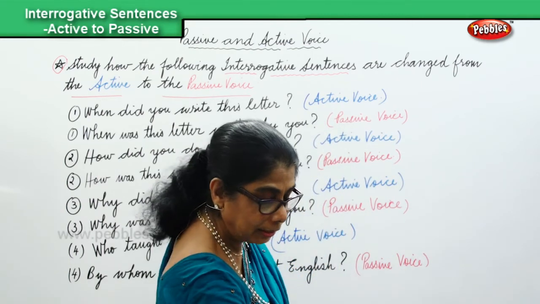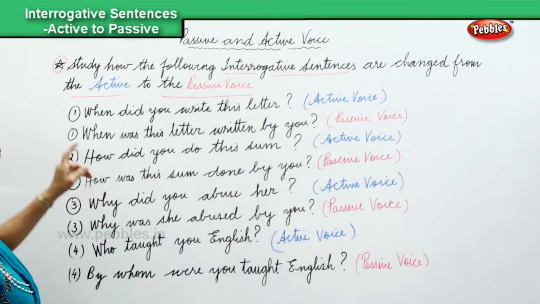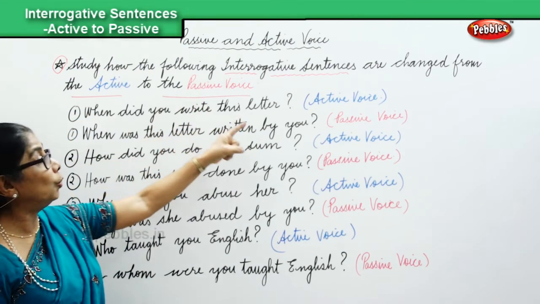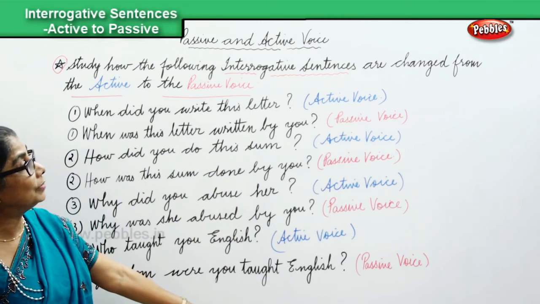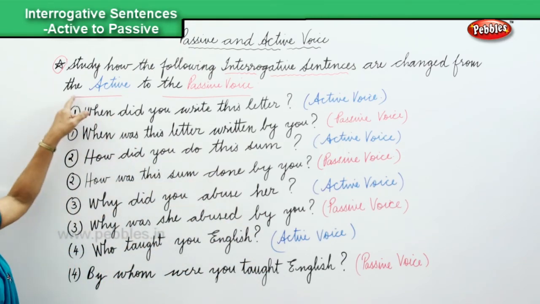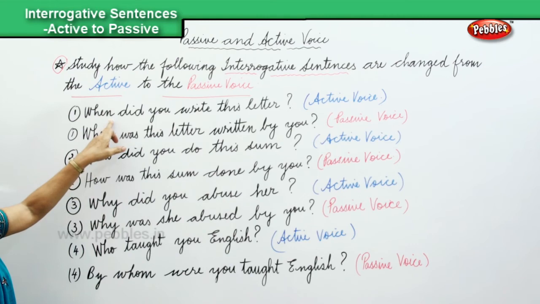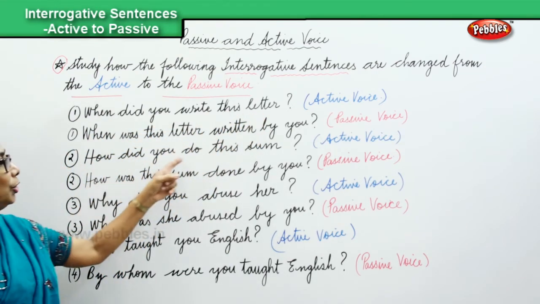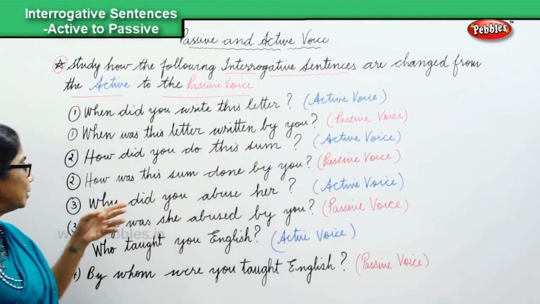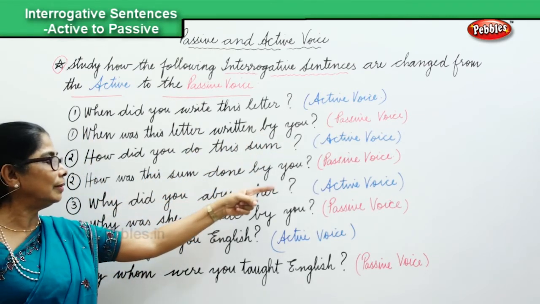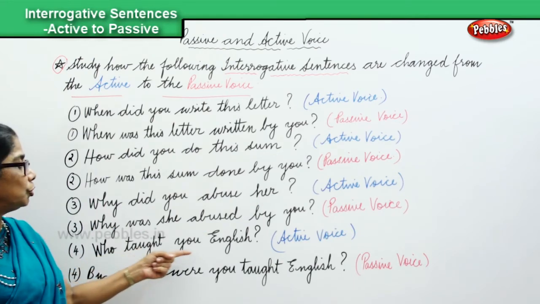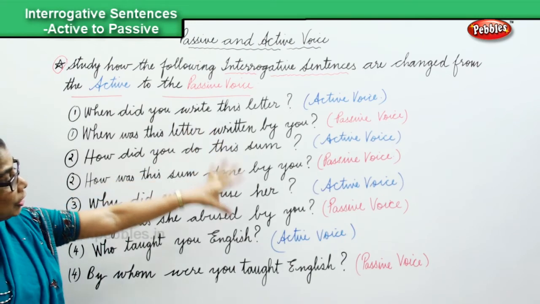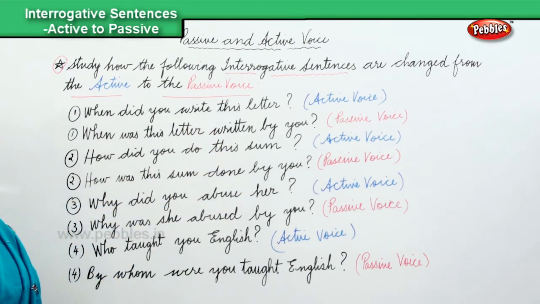What are we looking at in these? We are looking at the four sentences, how all these interrogative sentences are changed from active to passive. First, when did you write this letter? Active voice. How did you do the sum? Active voice. Why did you abuse her? Active voice. Who taught you English? Active voice. They are all interrogative sentences, and we change them into passive.